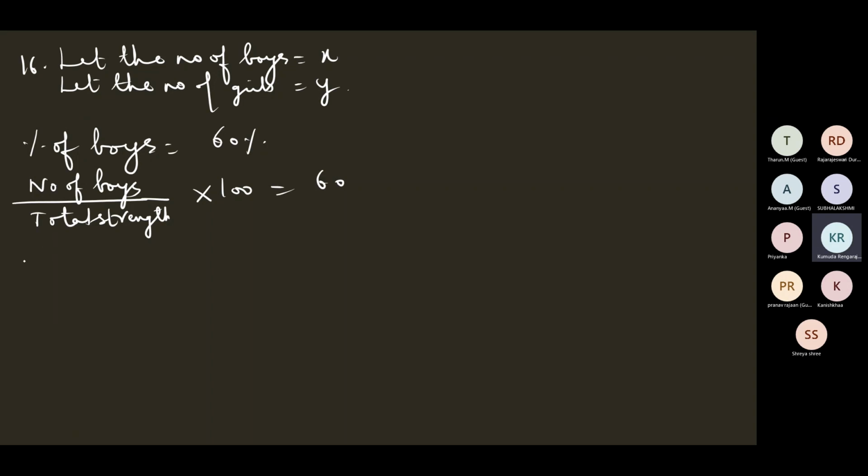So it is equal to 60. Now you can understand this better, I think. Number of boys by the total strength of the class is equal to 60 by 100, which is 3 by 5. That makes sense, no? The ratio of boys to class is 3 by 5. Does it make sense or no? Boys by the total strength is equal to 60 by 100, which is 3 by 5.